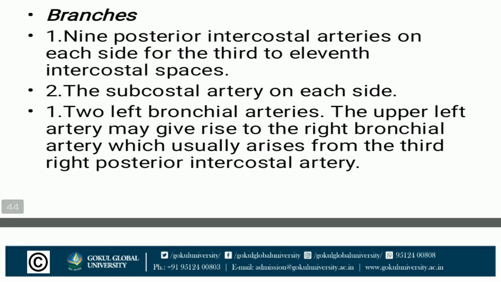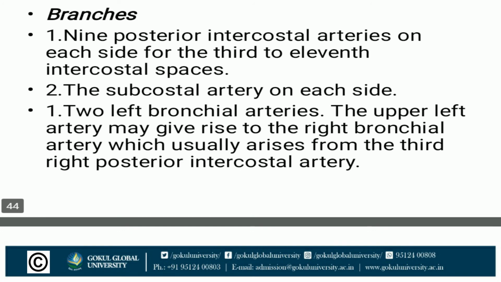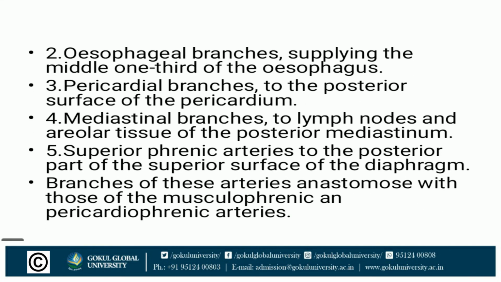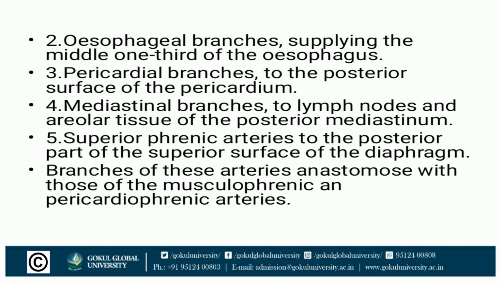Branches: 9 posterior intercostal arteries on each side for 3rd to 11th intercostal space. Subcostal artery on each side. 2 left bronchial arteries. The upper left artery may give rise to the right bronchial artery, which usually arises from the 3rd right posterior intercostal artery. Esophageal branches supplying the middle 1/3 of the esophagus.